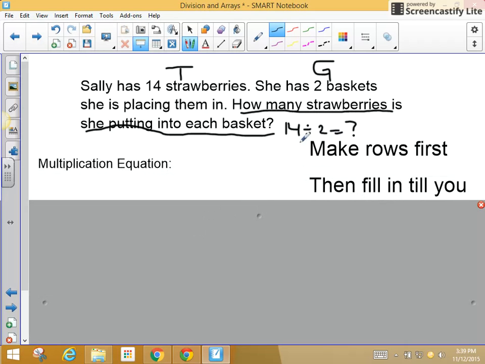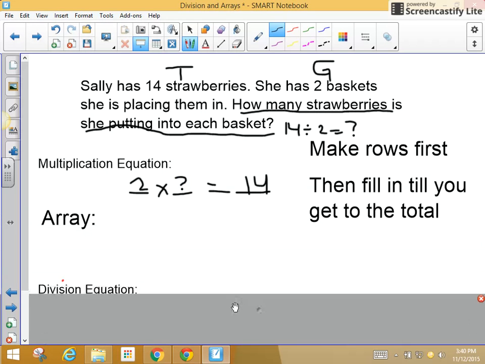Now I want to try and make this a multiplication sentence. You have your groups times how many go in each group equals your total. Which one is my total if I look at my division equation? Division and multiplication, remember, they're alike. They're similar. In my total is going to go my total from my division, which is 14. I have a total of 14 strawberries. In my first line is going to go my groups. And in my second line, I don't know how many are going to go in each. That's going to be the question mark.